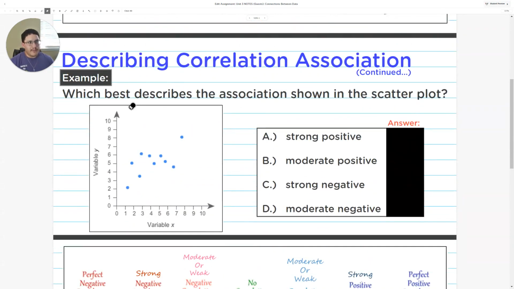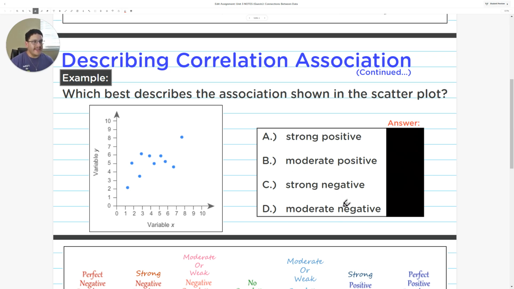Okay, so here's an example. Which best describes the association shown in the scatter plot? So, do we have a strong positive, moderate positive, strong negative, or moderate negative correlation? If you want to pause the video and think about this before I show you the answer, go ahead. Otherwise, let's just go through what it's going to be.